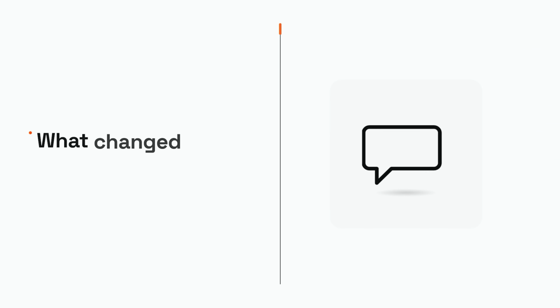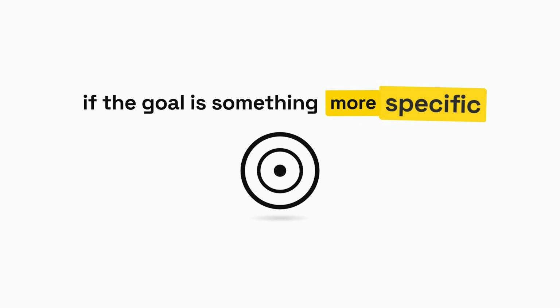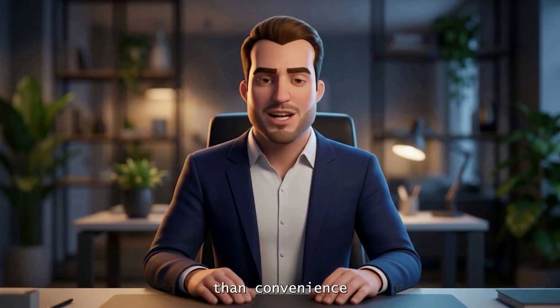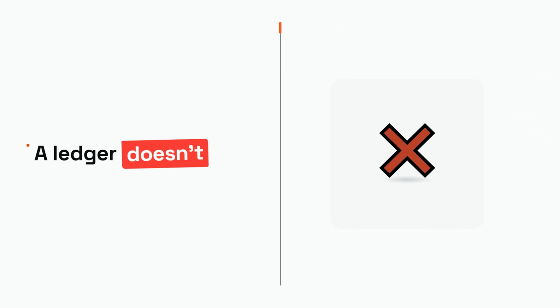That shift wasn't random, and it wasn't cheap to build. Motion design, sound design, and reward timing are expensive to get right. Expensive enough that a bank only invests in them if the goal is something more specific than convenience. A ledger doesn't need to feel good to use. Somebody decided this one should.